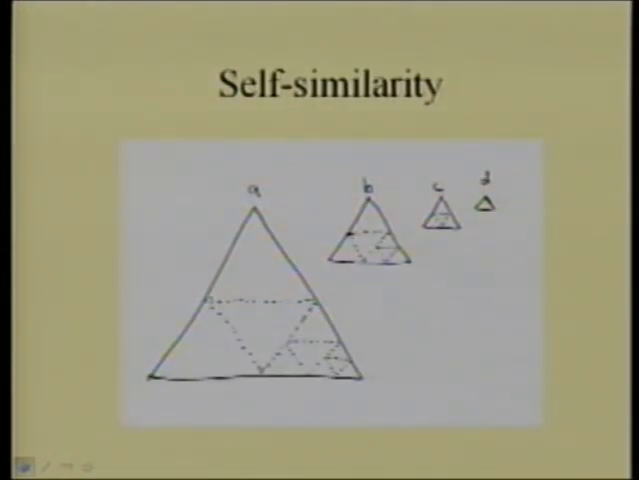Here's the self-similarity shown for the Sierpinski gasket. The original size A, then the bottom right-hand corner B is exactly similar, and the bottom right-hand corner of B is C, and that's exactly self-similar, and the bottom right-hand corner of C is D, and that's exactly self-similar.